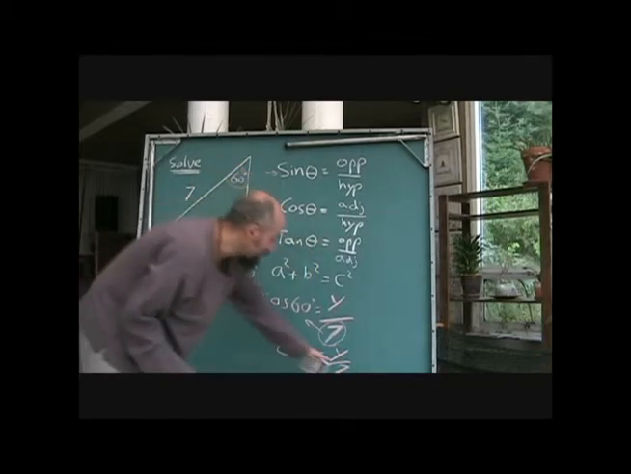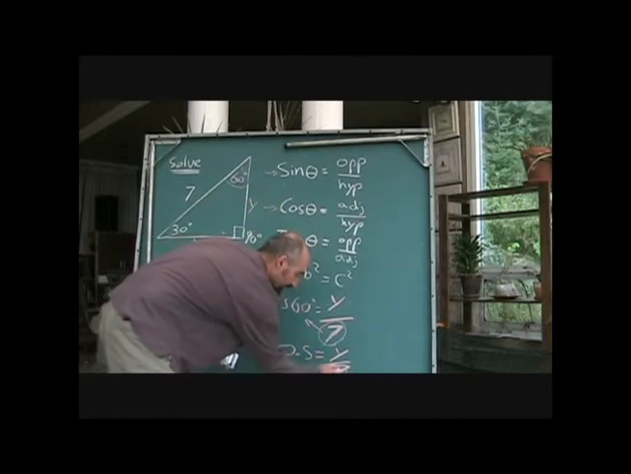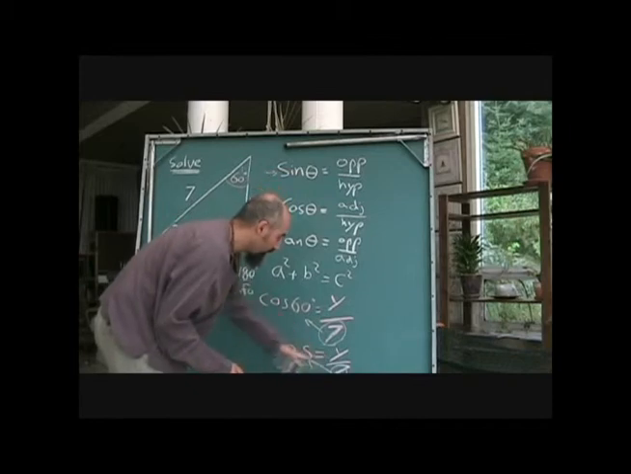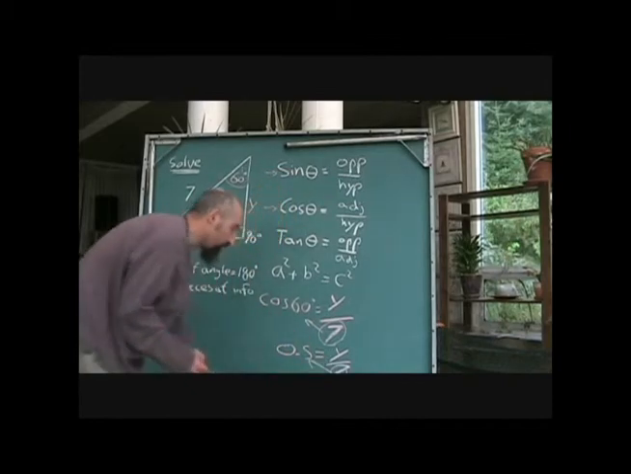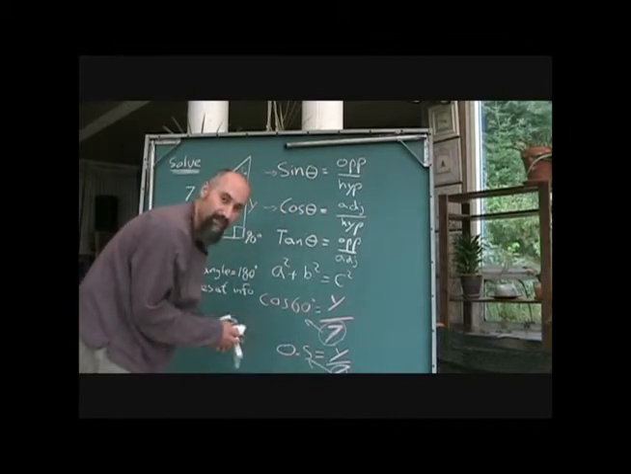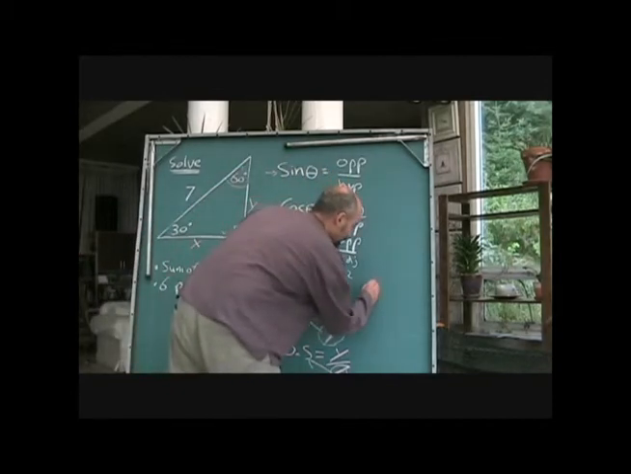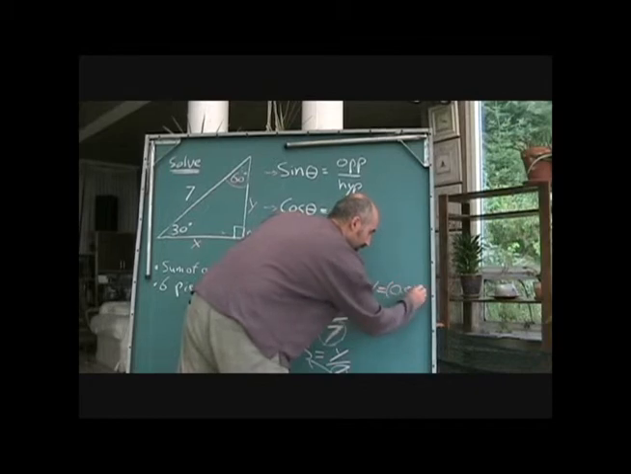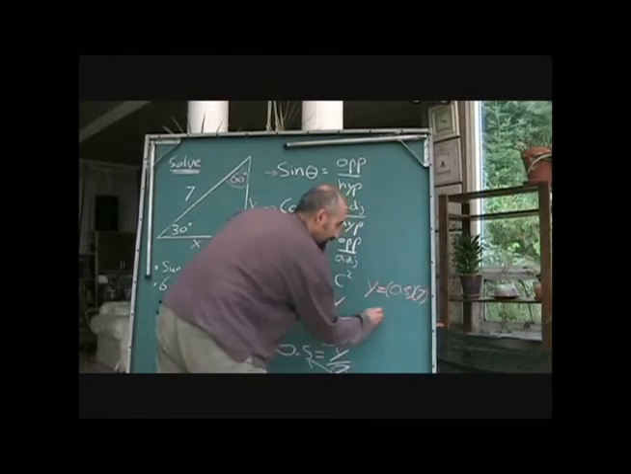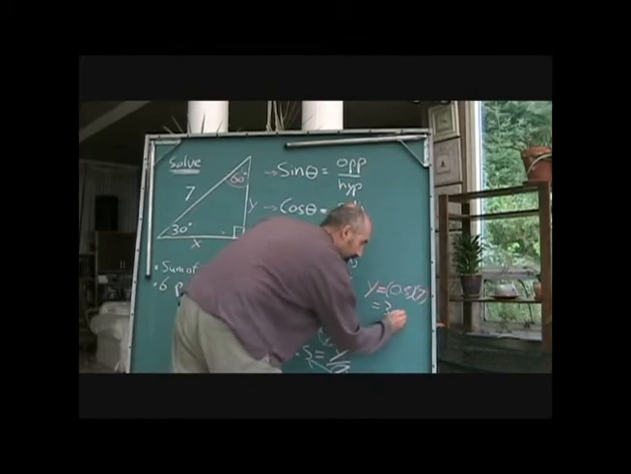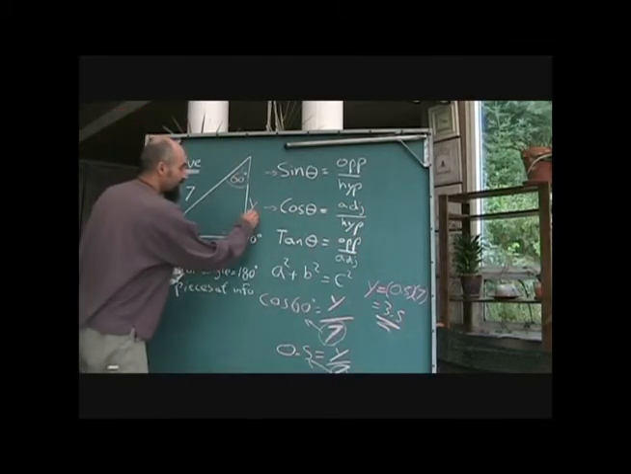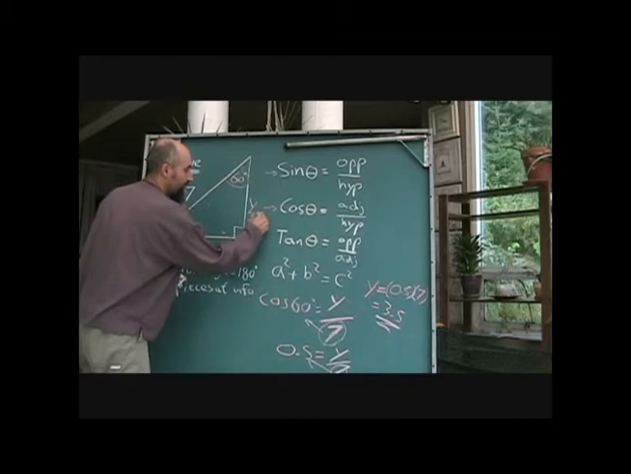Now what you're going to do is cross multiply the 7 up. You're going to have y is equal to 0.5 times 7, and that's equal to 3.5. So the answer for y is 3.5.